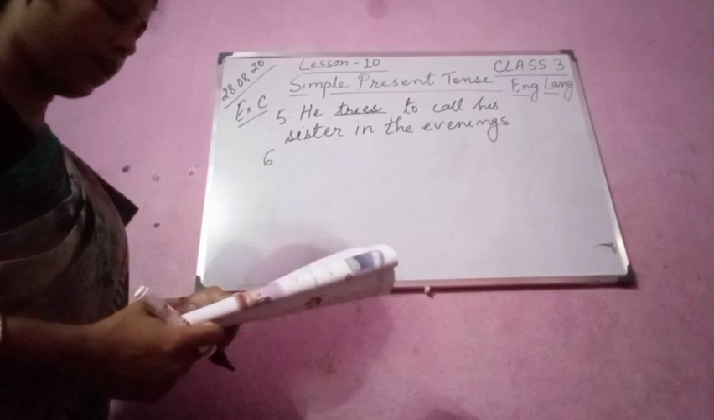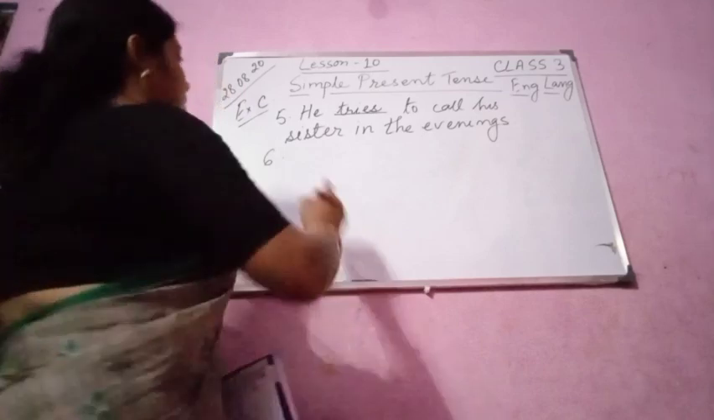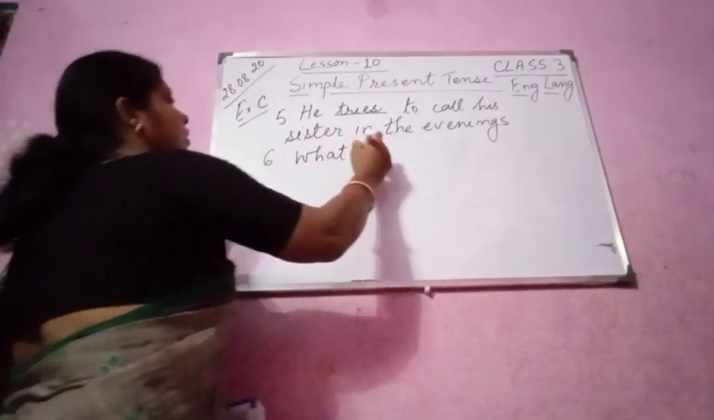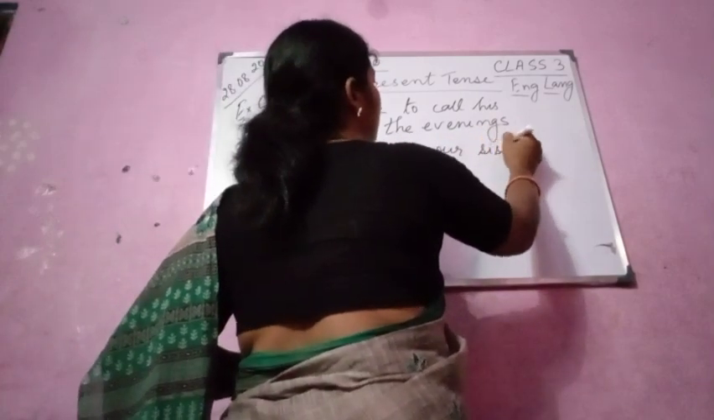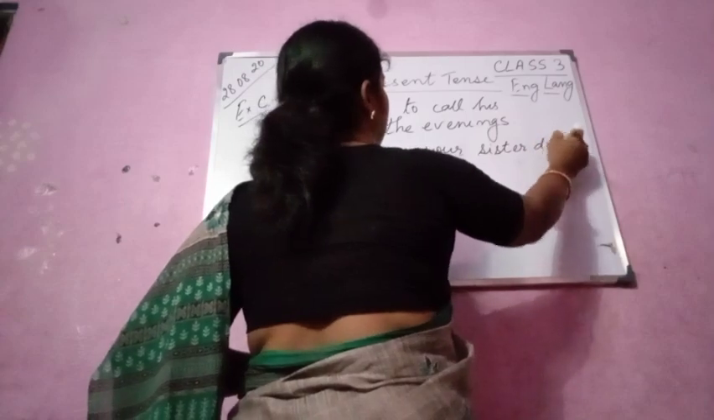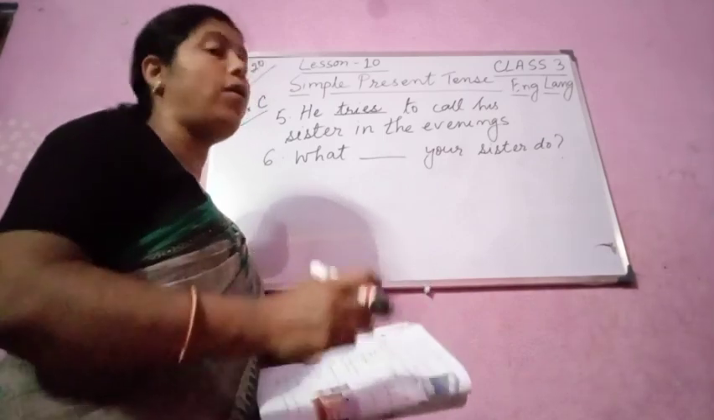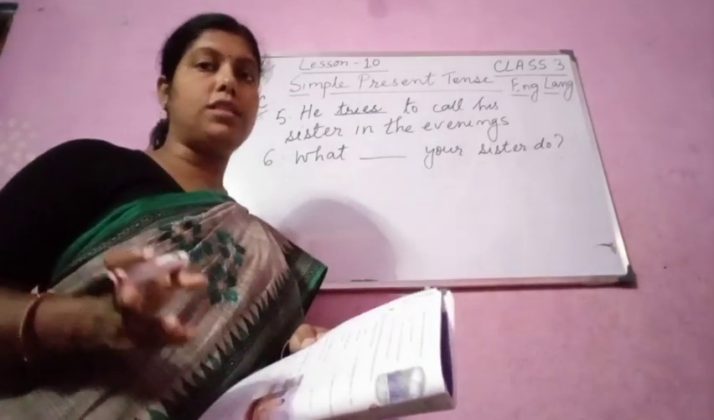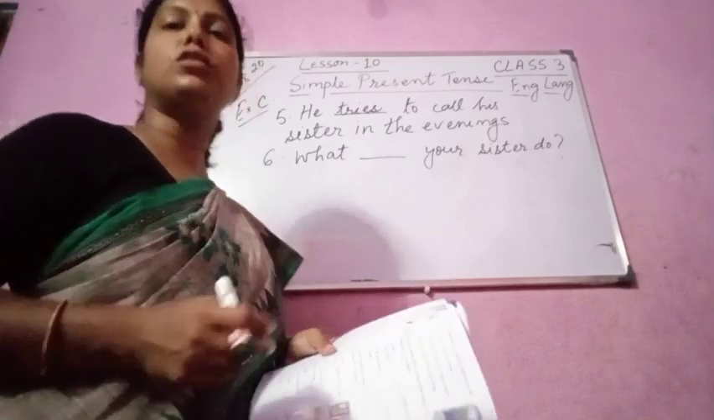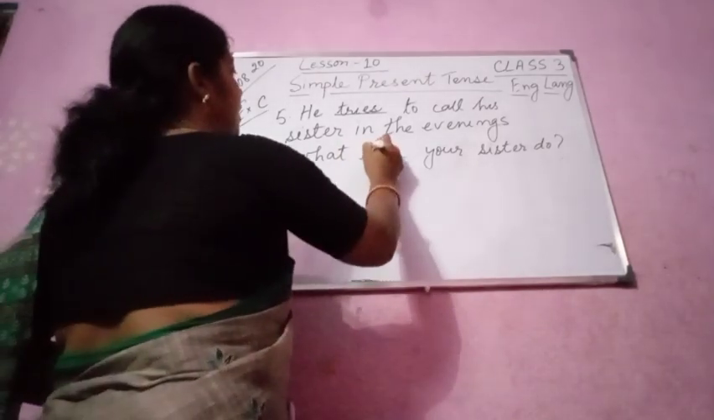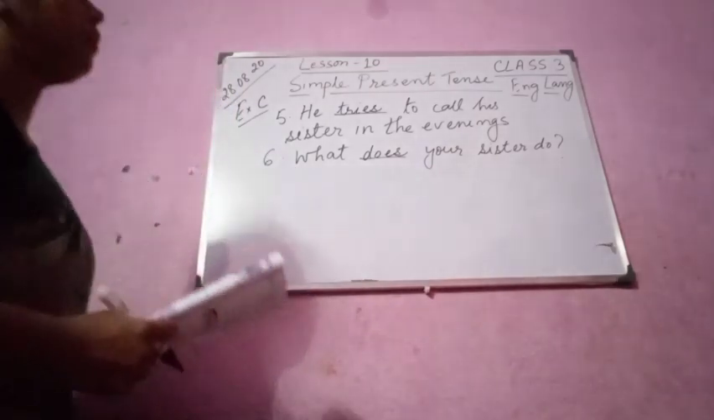Okay. Next one. What dash your sister do? Okay. Now please see this sentence. What dash your sister do? Now here we are talking about whom? In this sentence we are talking about sister. Okay. Now sister usually we keep in the third person, right? So what does your sister do? Okay. What does your sister do? Okay. Please keep in mind this one.